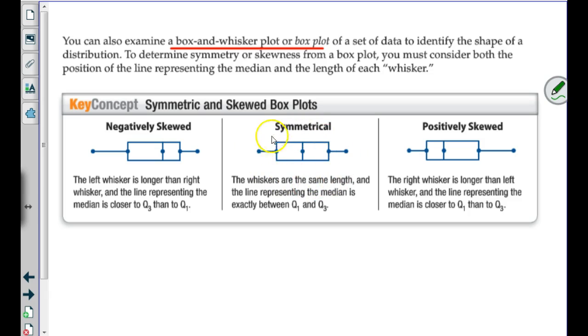Symmetric would be everything's about the same size, the width of each box and the width of each whisker, and the median is right down the middle. If the right whisker is longer than the left whisker, that means it's positively skewed. It means the median is closer to Q1. It means the data up here is more spread out, and the data down here is very compact. All right, going back, and this is the opposite.